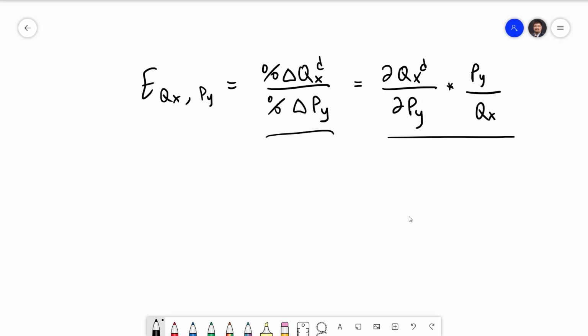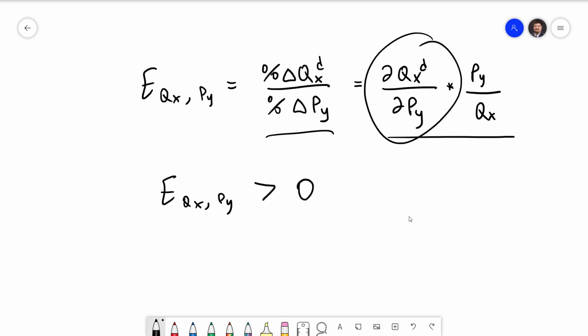One big difference here between cross-price and own price elasticity is there's no more law of demand. It's not a sure thing what the sign of this derivative is going to be. Py and qx are always going to be positive. That's not in doubt. It's just this derivative part. If the goods are substitutes, this thing is going to be positive. If they're complements, it's going to be negative. And that's going to make the entire elasticity either positive or negative. So if our cross-price elasticity is positive or greater than 0, we have substitutes. If it's less than 0, we have complements.